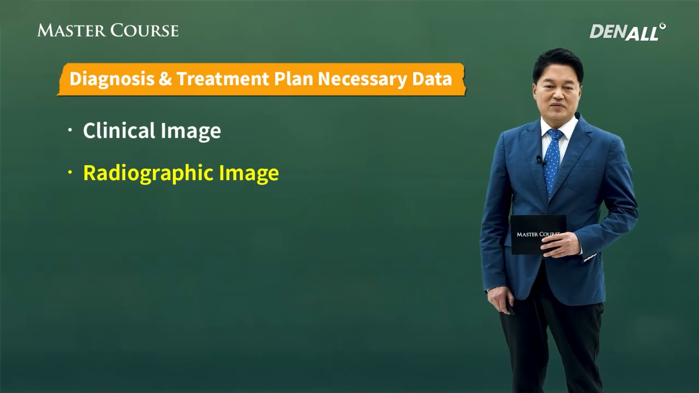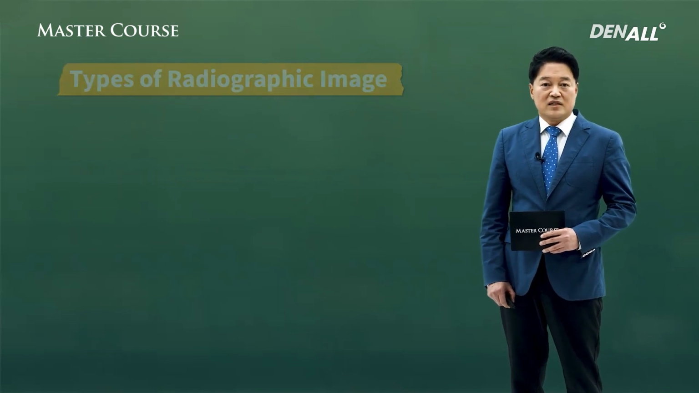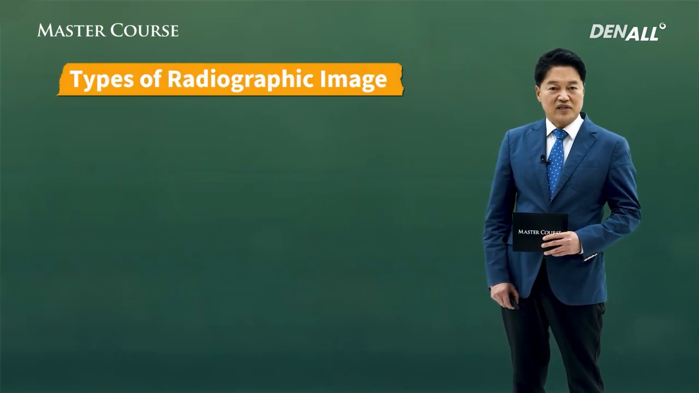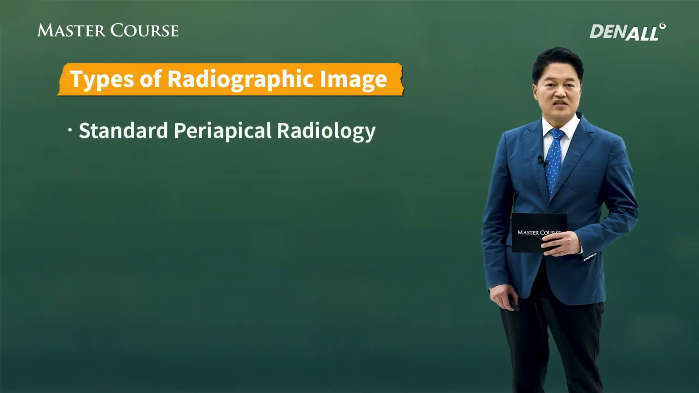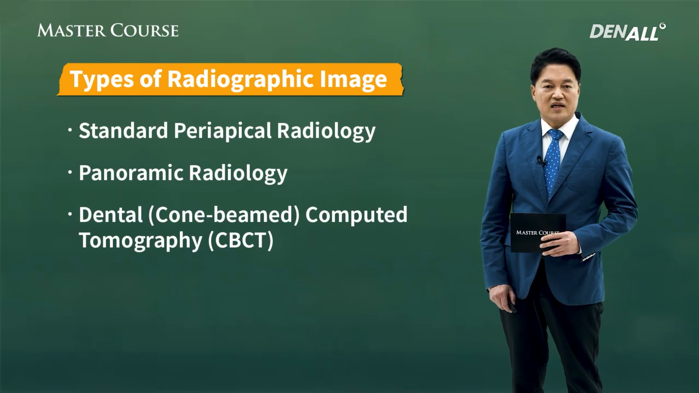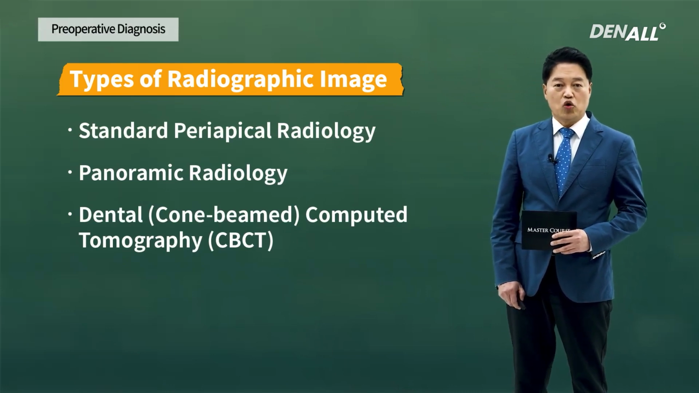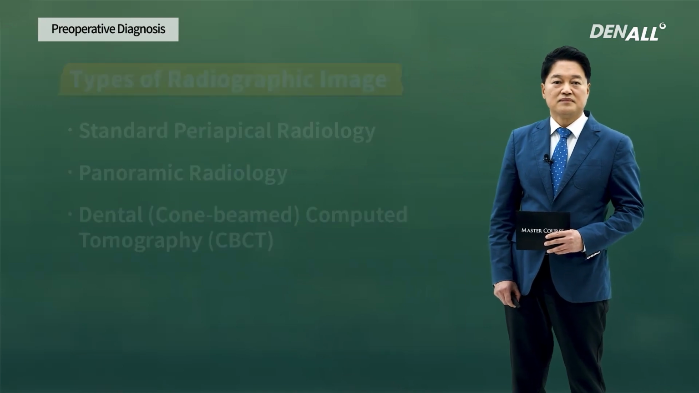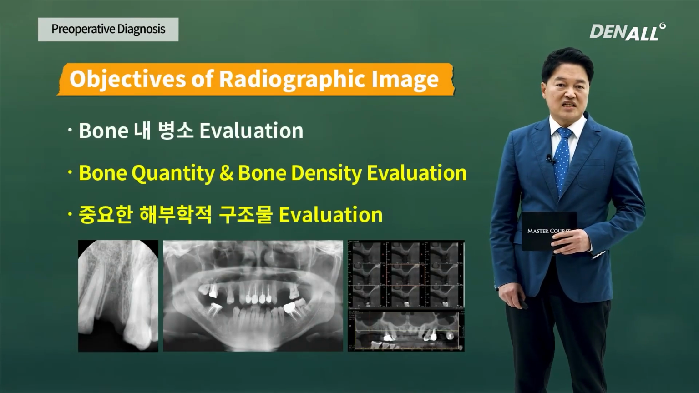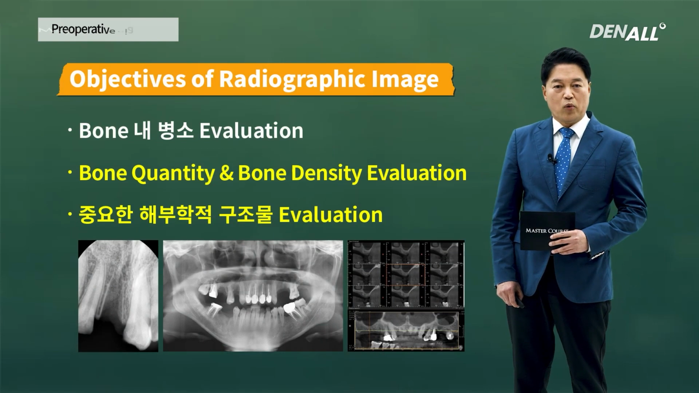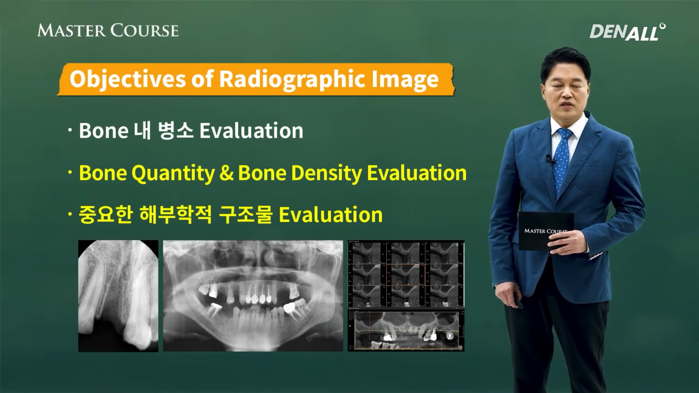Next data is radiographic image. The radiographic images used in a dental clinic are, first, standard periapical radiography, second, panoramic radiography, and third, CT. All three have pros and cons, and each has a purpose. The biggest purpose for radiographic images is to evaluate lesions within the bone.